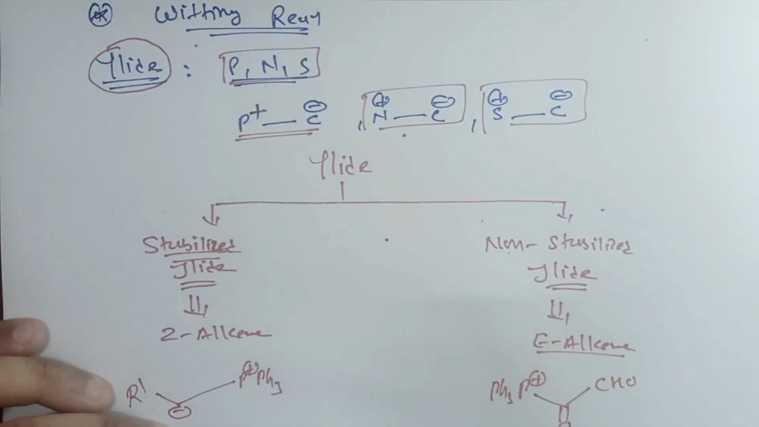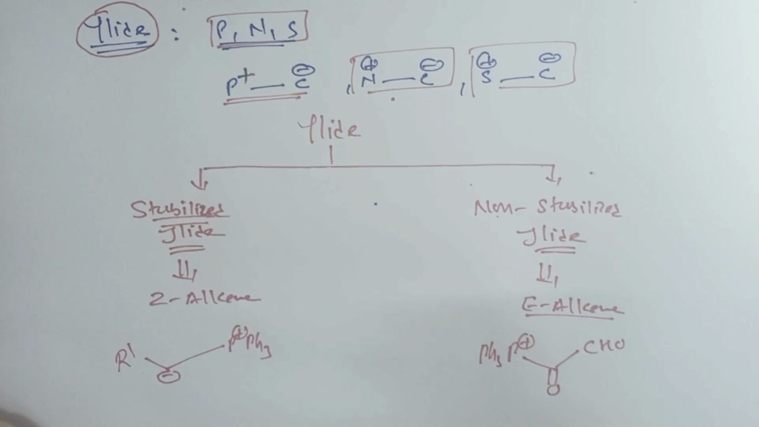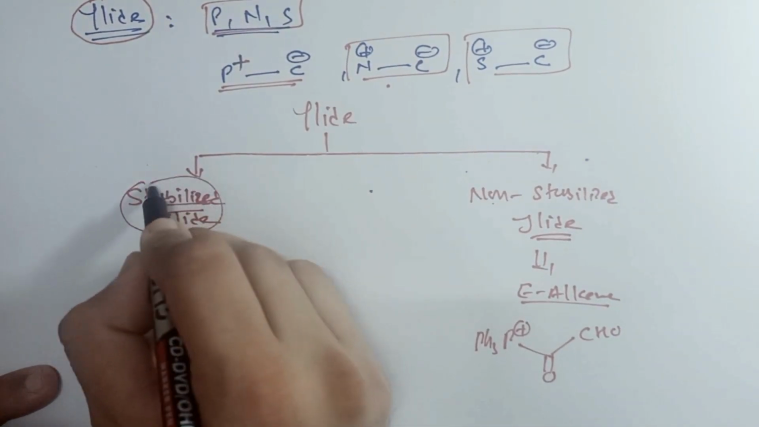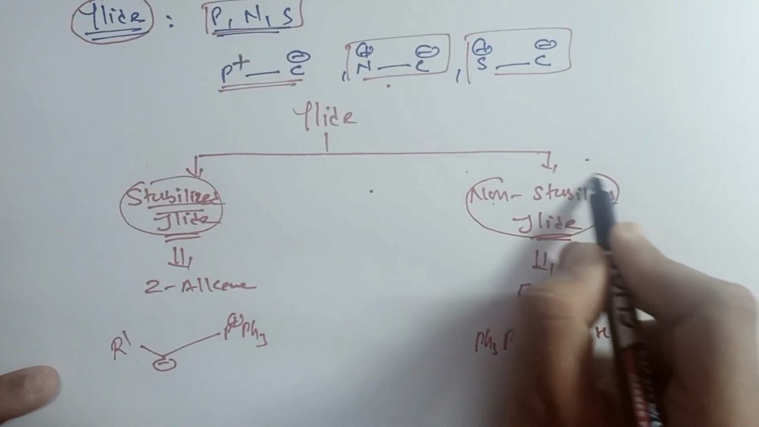Generally in the Wittig reaction we follow two types of ylide. The first one is the stabilized ylide and the second one is the non-stabilized ylide.